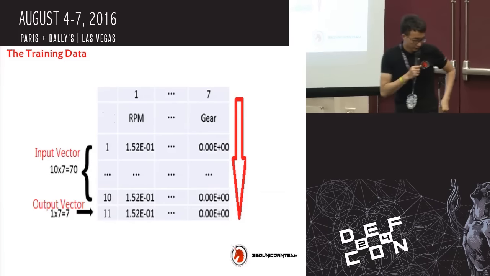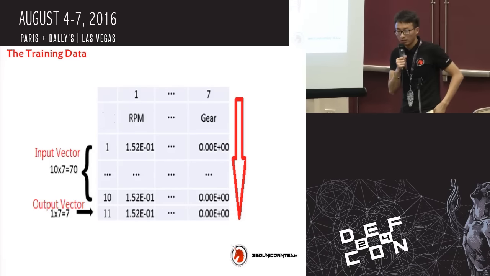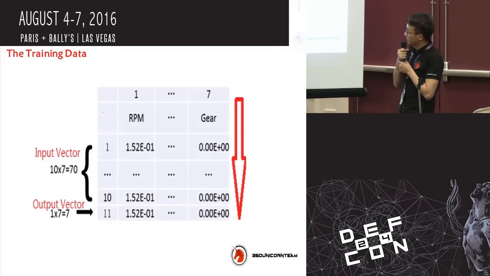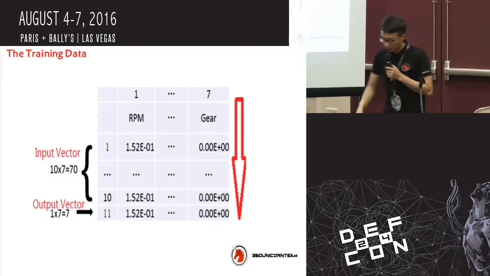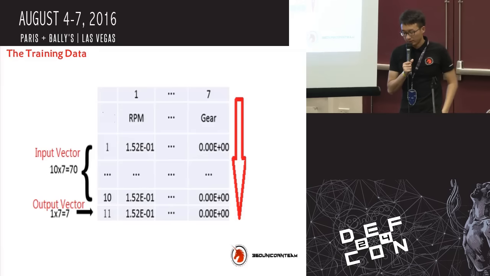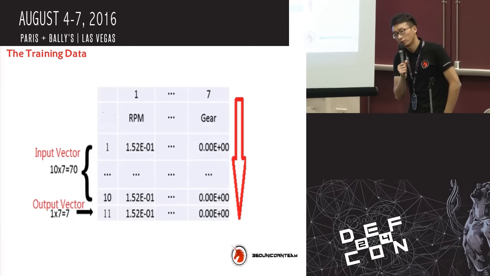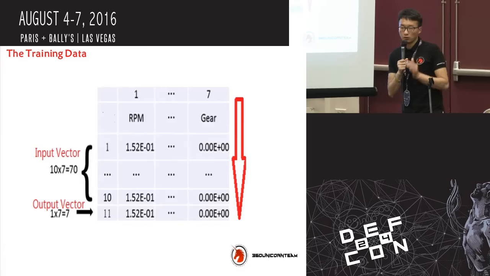Okay, this is very important: how do you get the input vector and output vector of those parameters? Because most machine learning techniques are supervised learning, and I only have the normal data of the car. I don't have the attack traffic on the car. How do I train this model?